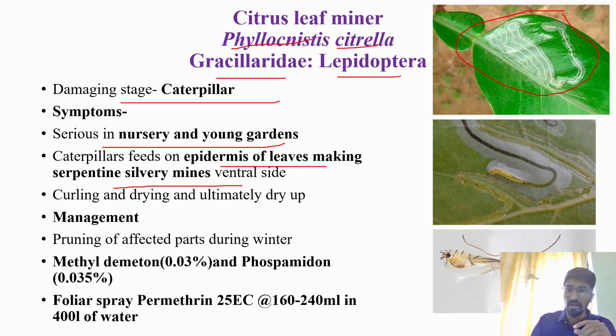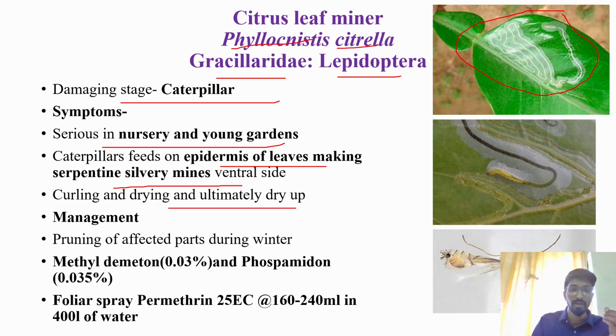As you can see, there are silvery mines on the ventral side of this plant part, and curling and drying, and ultimately the plant part dries up under severe infestation of this citrus leaf miner.